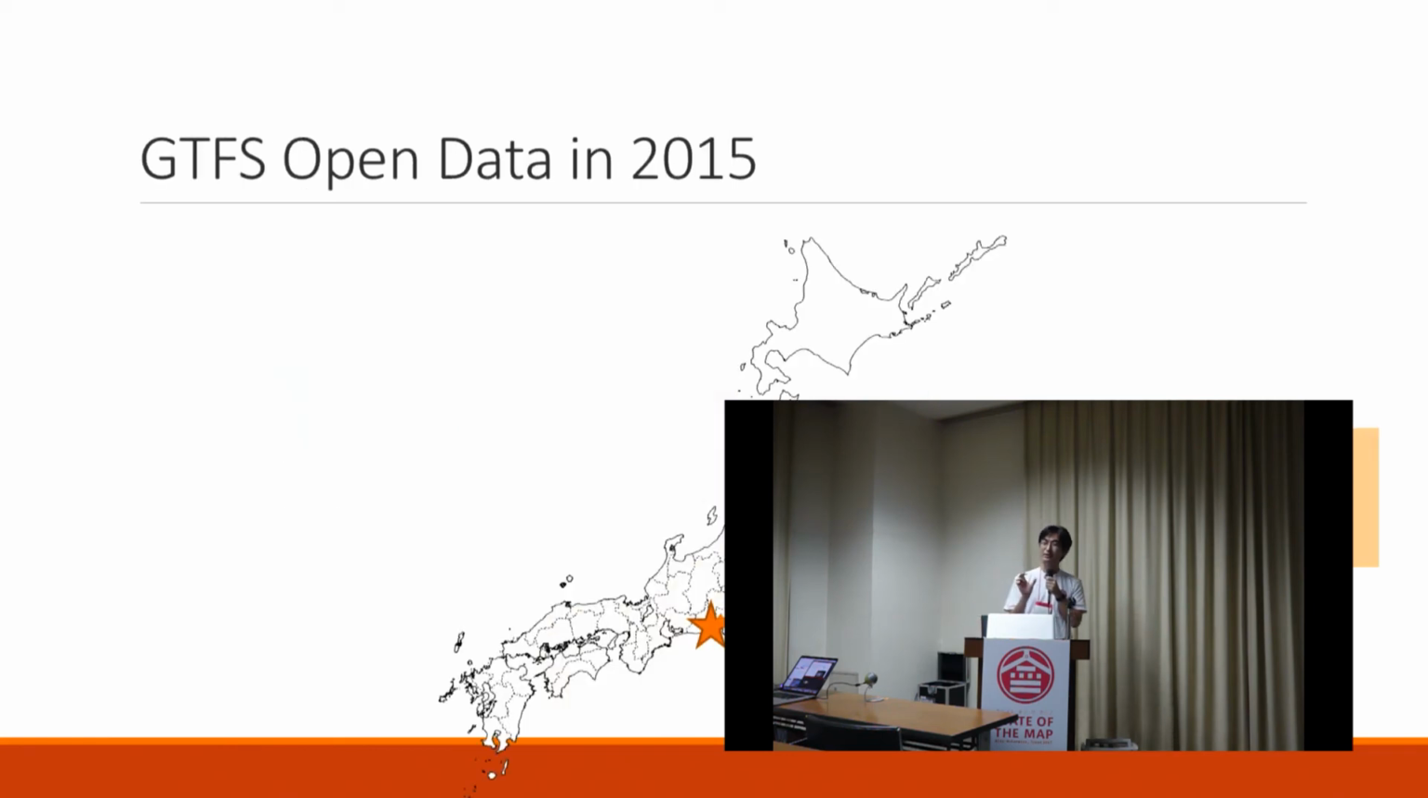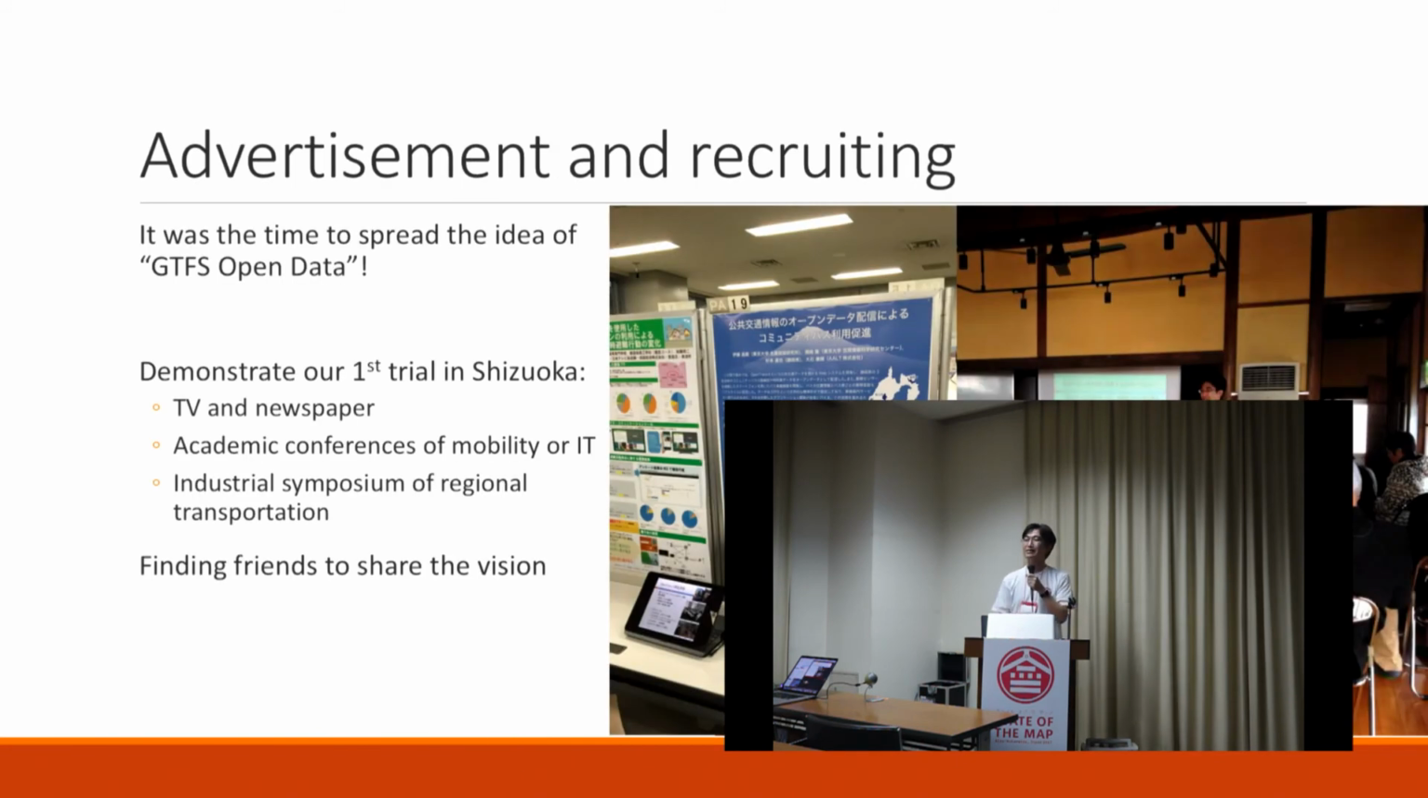So this is the state of the Japanese GTFS open data in 2015. Only one prefecture has open data. So the next step is how to spread this movement to other areas in Japan. So we started advertisement and recruiting, because I'm alone. I cannot do it by myself. So finding friends to work together is a very important factor. Sharing the vision is important.